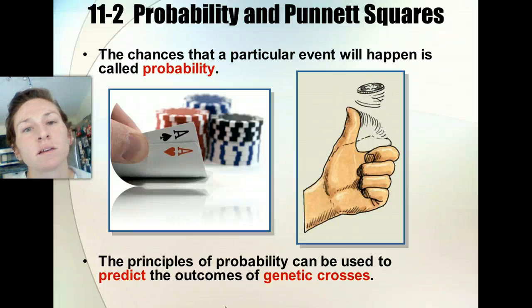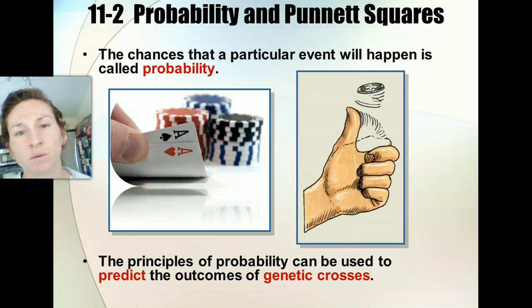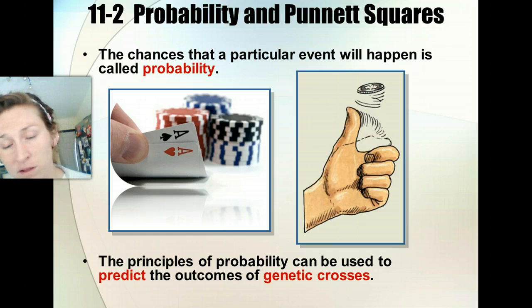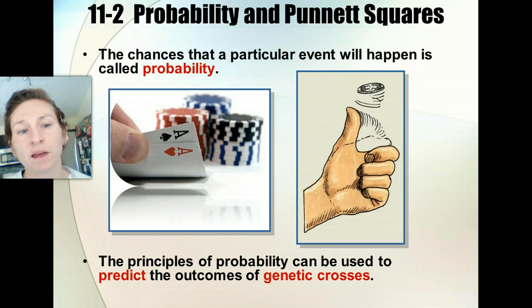Hey guys, we're going to go ahead and continue on Chapter 11 with Section 2, which covers probability and Punnett squares. You've dealt with probability probably many times in your lives, in particular when you flip a coin. You have a 50-50 chance of flipping a heads or a tails because there's only two options. 1 out of 2 could be heads, 1 out of 2 could be tails, which is 50%.